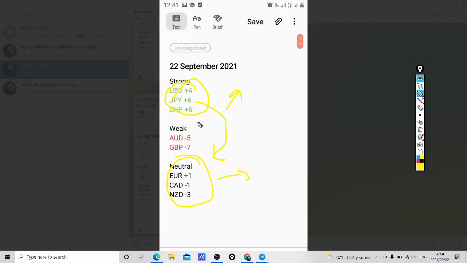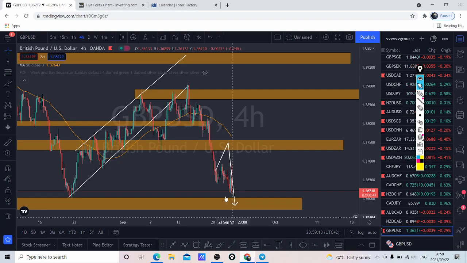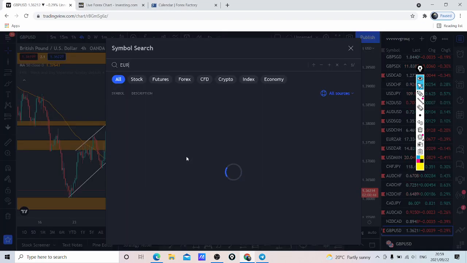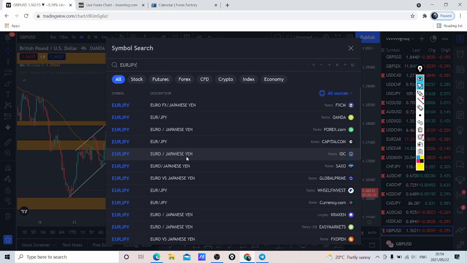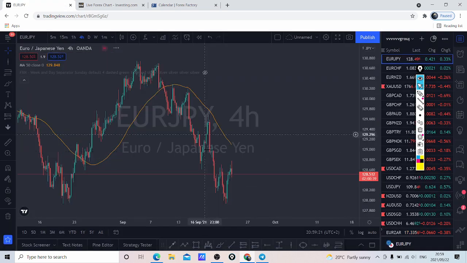Same thing with this one here. You can pair the weak currency with a neutral currency, then you'll find a trend, obviously. So let's use the JPY versus the euro. Euro versus JPY. Okay, let's see.